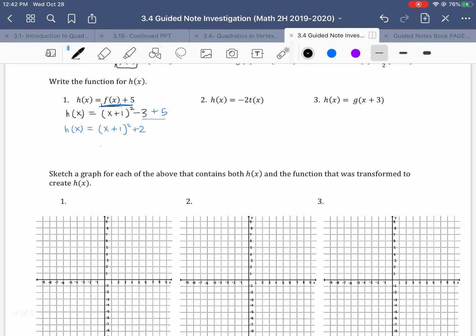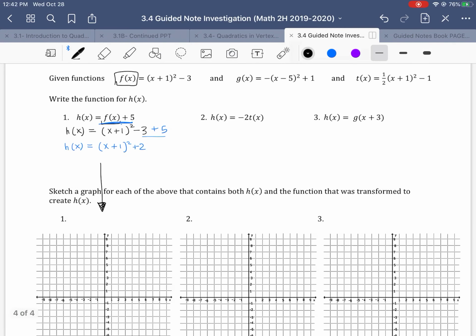Once you've done that, you're going to come down here and it's going to ask you to graph each of the functions. And you're going to contain the original one. So for example, this one we used f of x. And then we're also going to do the new one that we transformed. So let's start with f of x. So notice f of x up here has a vertex of -1, -3, right? That h and that k. So I'm going to come over here and I'm going to go left 1, I'm going to go down 3, and I'm going to put my vertex right there.